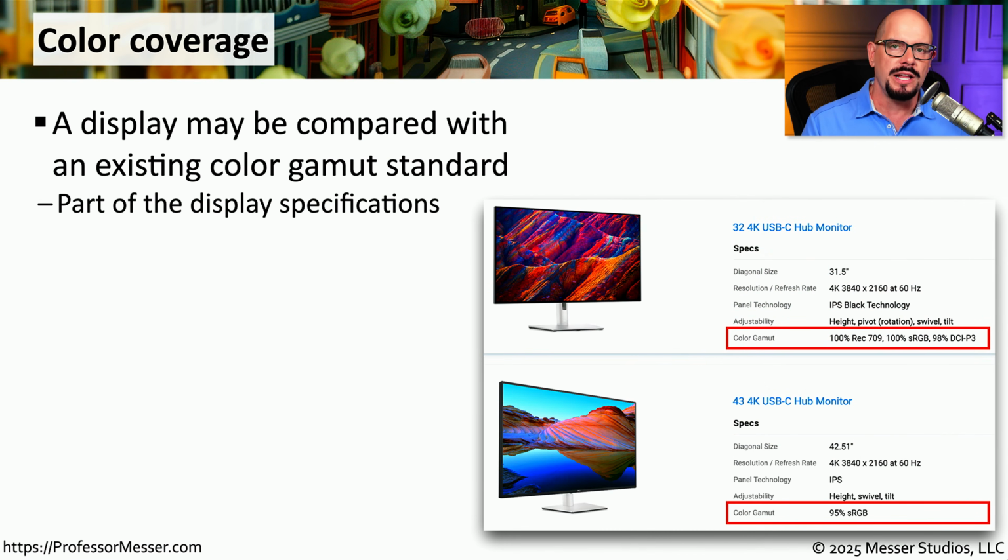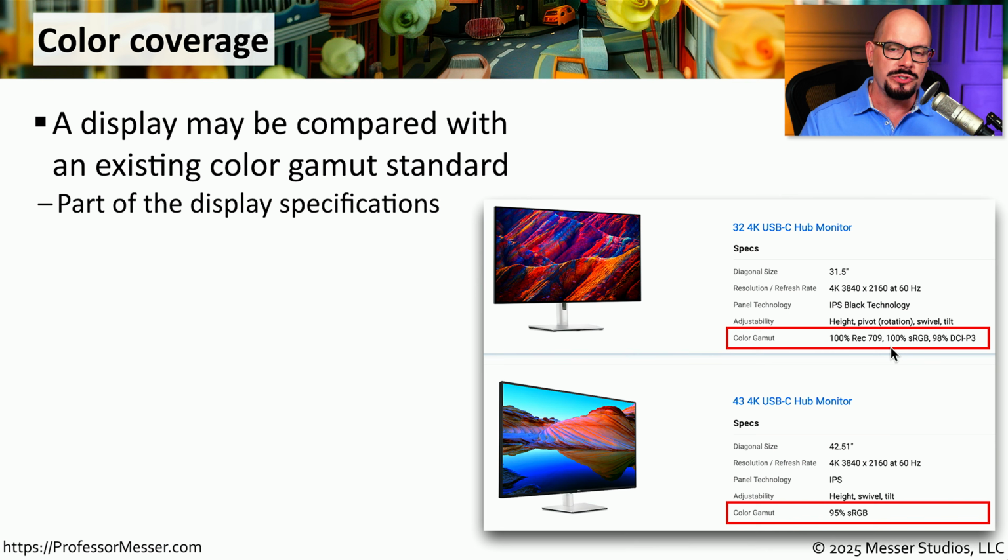You'll often find this color gamut breakdown in the technical specifications of the monitor. So I went online and found a couple of monitors that were very similar to each other, although a different size, and you'll notice there is a color gamut option within the technical specs. This particular display presents a 100% Rec 709 and 100% sRGB and a 98% DCI P3. You don't have to know the details of those specifications, but you can look at the percentage to see how closely it meets those standards.